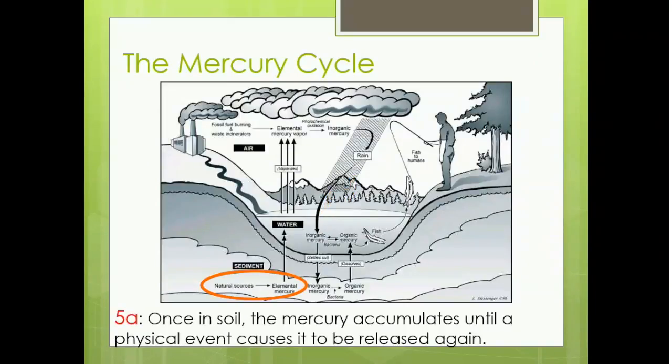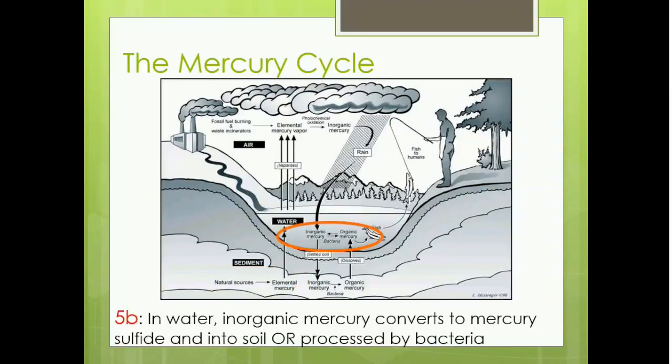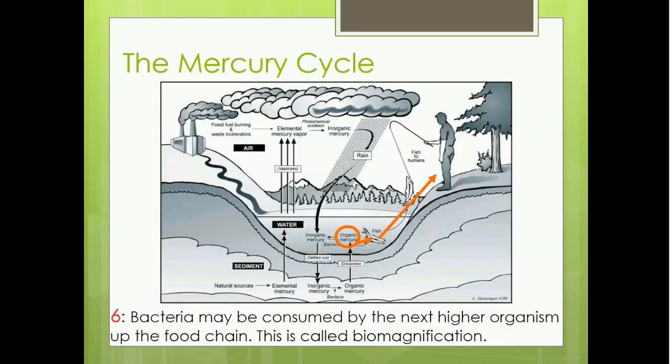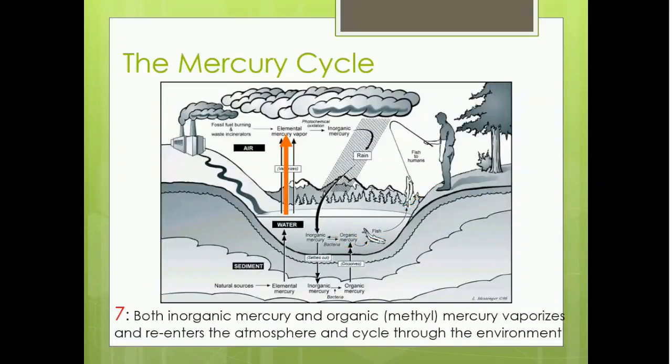In the soil, mercury accumulates with repeated precipitation events until a physical event causes mercury to be released. In water, the inorganic mercury converts into mercury sulfide, which settles out of the water and into the sediment. Alternatively, the inorganic mercury can be converted by bacteria that process sulfate into methylmercury. Bacteria that have consumed mercury are in turn consumed by organisms higher up the food chain. This process is called biomagnification. Mercury is naturally released back into the atmosphere by revaporizing.